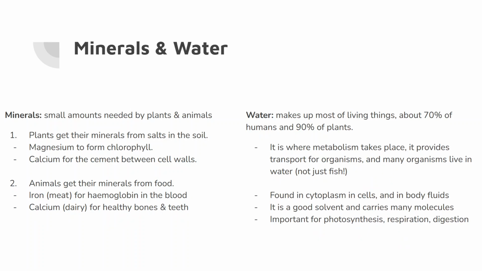It's really important for photosynthesis, for respiration, and for digestion. These are all things we're going to look at in later videos. It also helps plant cells to keep their shape, and we're going to have a look at that in osmosis. Water is also a really good absorber of heat and it's able to maintain your body temperature. We're going to have a look at this in homeostasis.